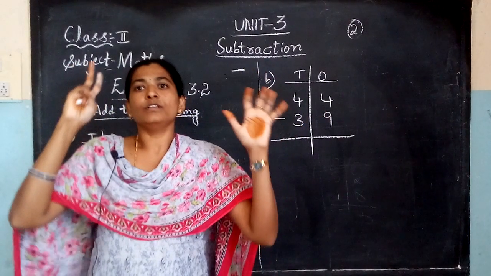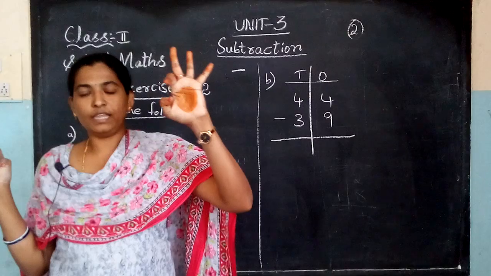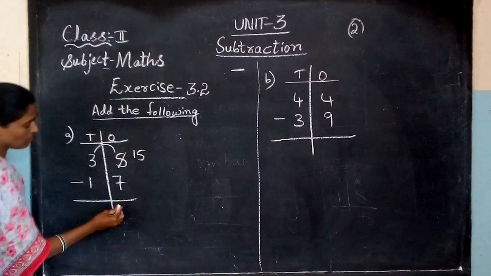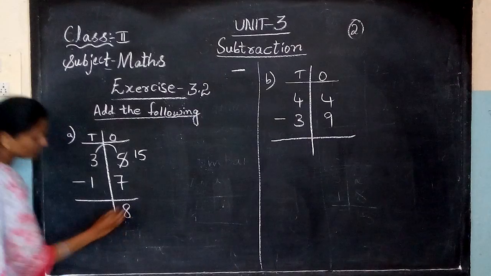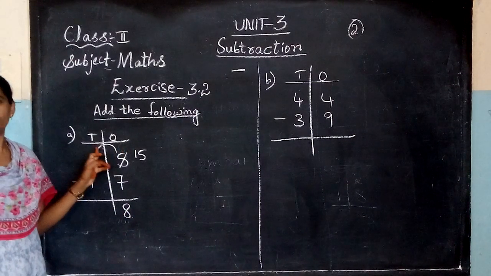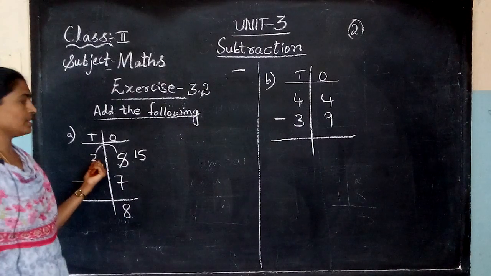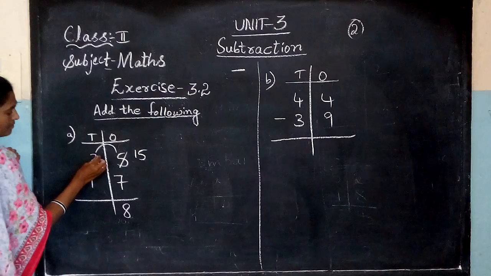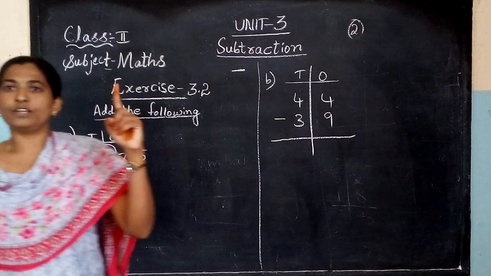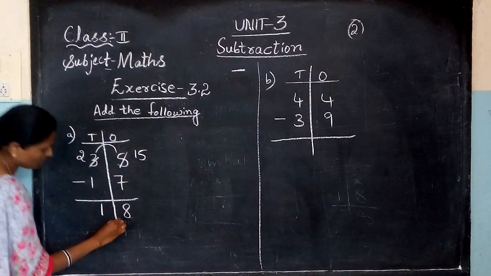15 before: 14, 13, 12, 11, 10, 9, 8. What answer did you get? 8. Yes. One number is given to the ones column from the tens. The number before 3, one number will be less in the tens column. What will come? 2. 2 in the mind and 1 in your finger. 2 before: 1. Now see here children carefully.